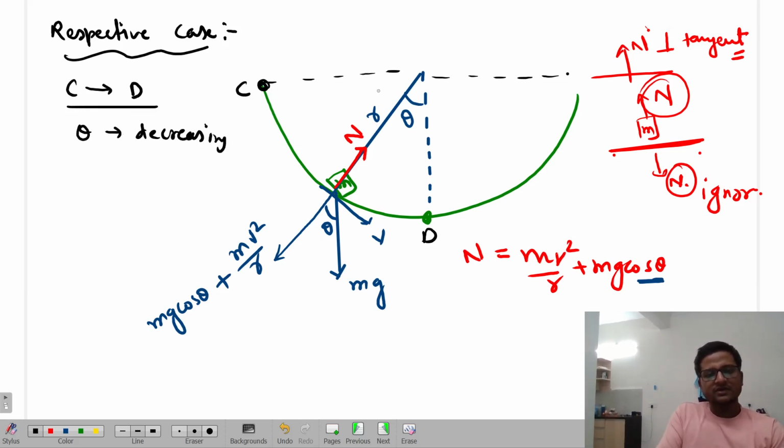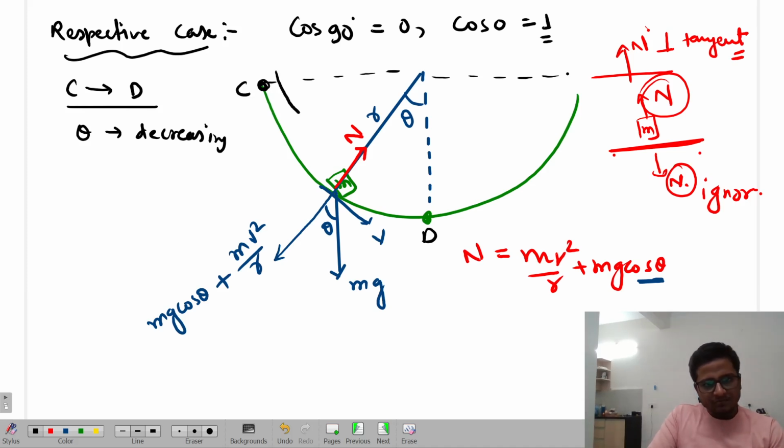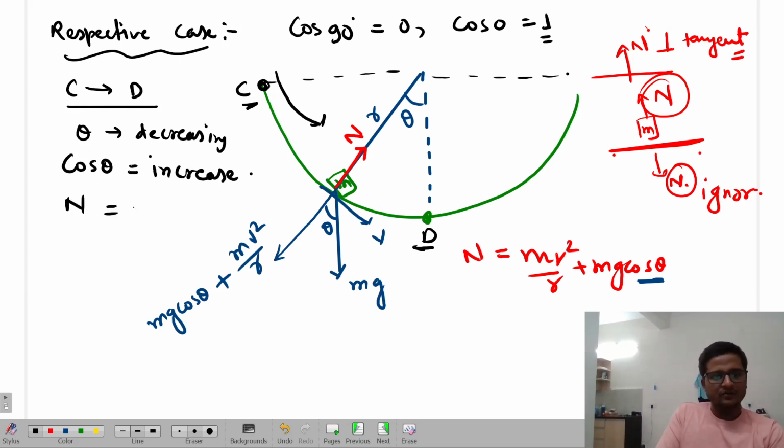isn't it? Previously it was 90, now it will become how much? 0. And you want to tell me cos 90 is how much? 0. While cos 0 is basically 1, or not. So basically when I move from point C to point D, my value of cos theta is increasing or not, although the theta is decreasing. तो cos theta इंक्रीज हो रहा है, तो इसका मतलब क्या समझ में आया, क्या मेरा नॉर्मल का वैल्यू इंक्रीज हो रहा है?